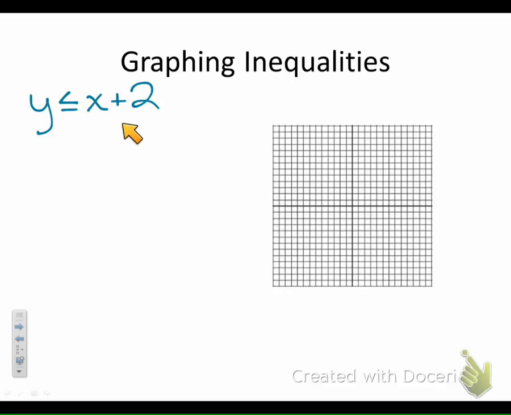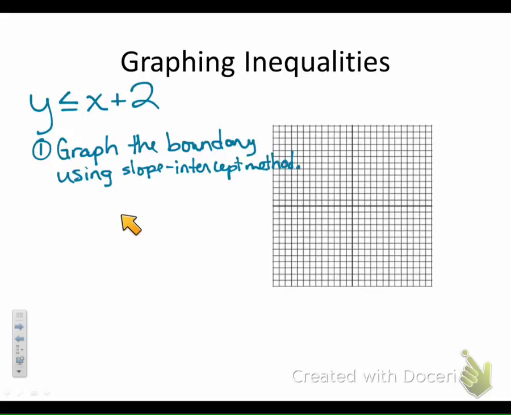Starting with graphing an inequality, y is less than or equal to x plus 2. So we'll graph the boundary using the slope-intercept method, and there are some requirements here. If it's equal to, there's a certain way we graph the line. If it's less than or greater than, there's a different way. If it's less than or greater than, we use a dashed or dotted line. That's how we symbolize it.